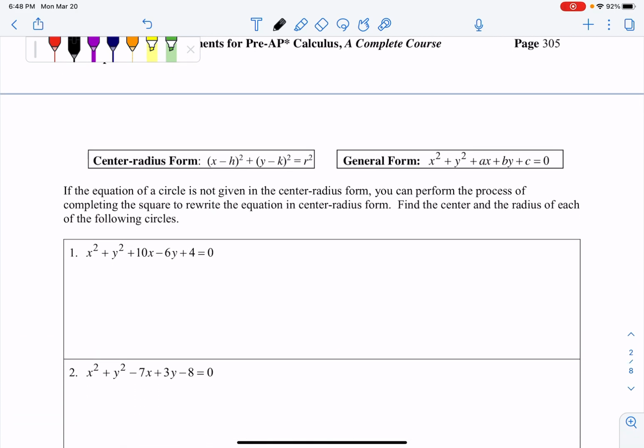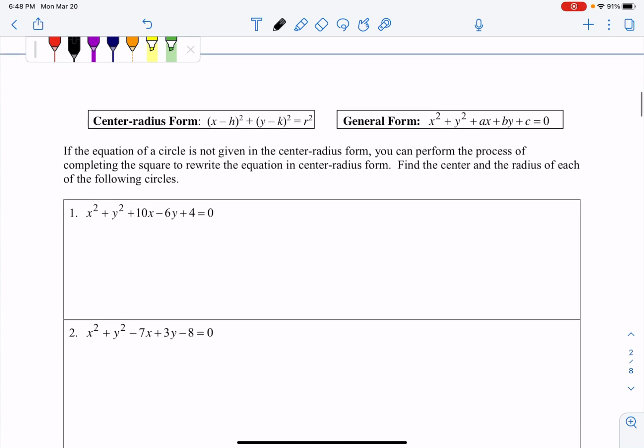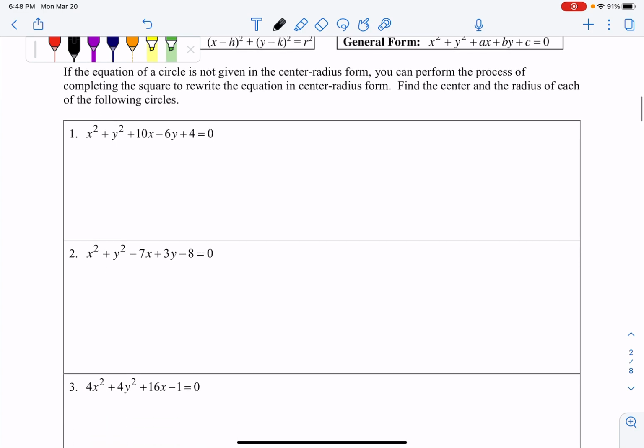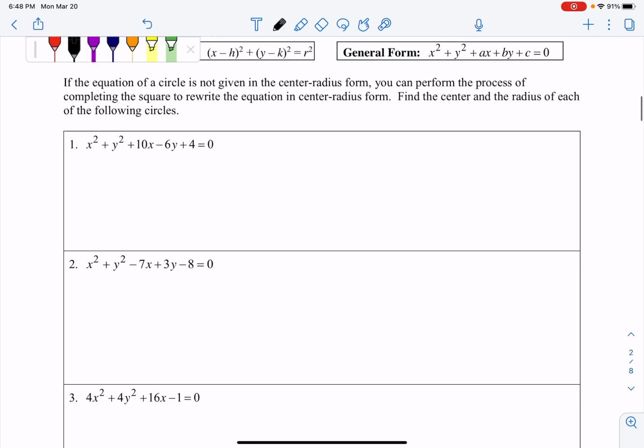All right, so now they're giving you the equation in general form, but we already talked about that yesterday. And you are asked to take general form and turn it into center radius form, or what we call graphing form. And we do that by completing the square, not once, but twice most of the time, assuming we have x and y values for both.